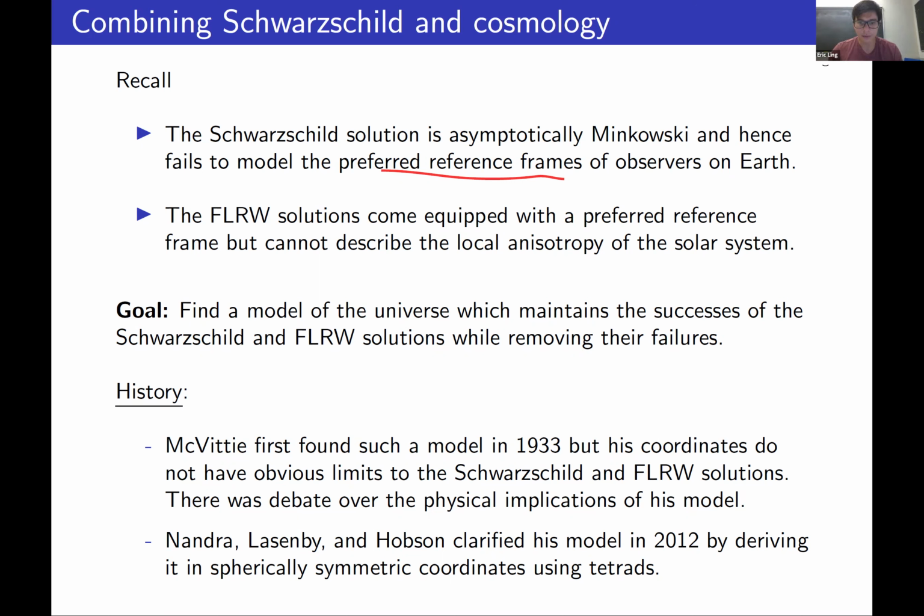Nandra, Lasenby, and Hobson clarified his model in 2012, saying that what McVittie found should actually describe Schwarzschild and cosmology. They derived it using spherically symmetric coordinates using tetrads. And so it's the way Nandra, Lasenby, and Hobson described it that I want to discuss.